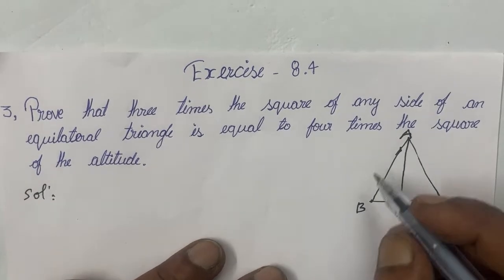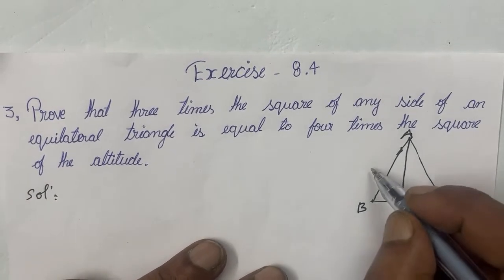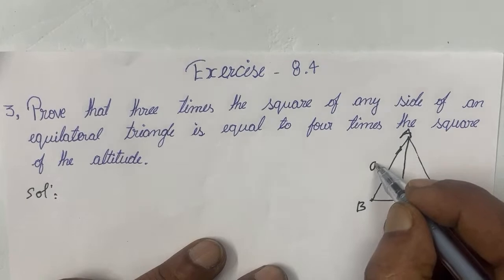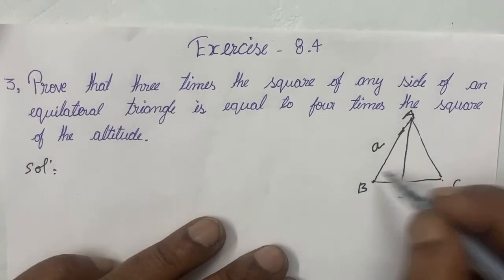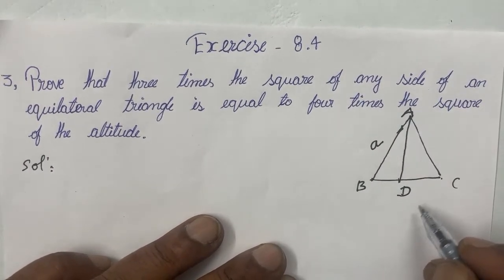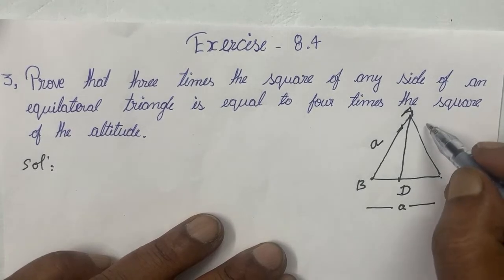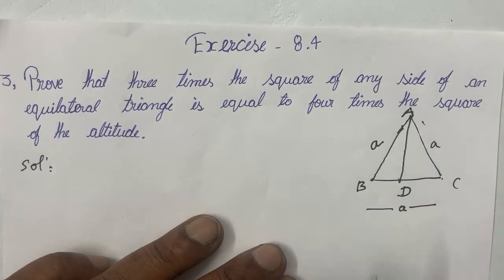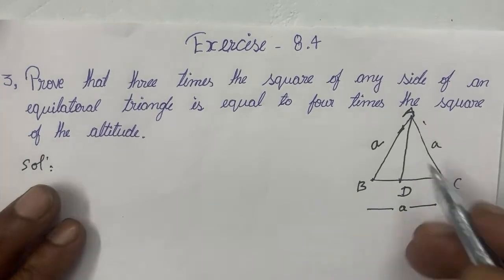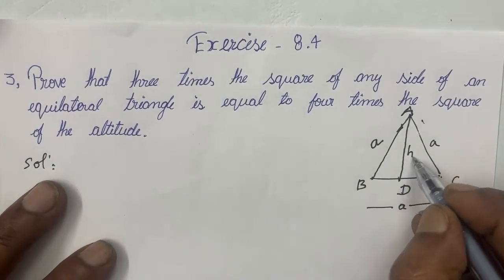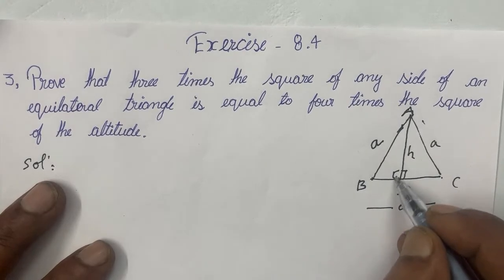So here, this is one equilateral triangle. Equilateral triangle means all the sides are equal. The length of side AB is a, BC is also a, and AC is also a. So all sides are equal. And the height of this triangle is h.